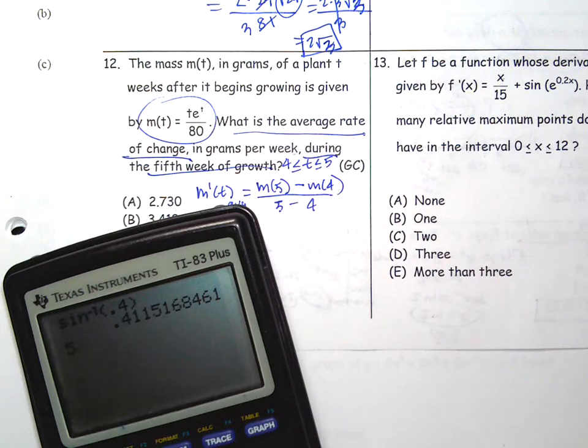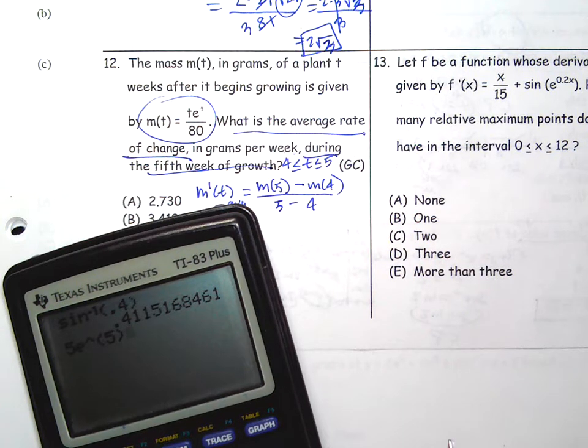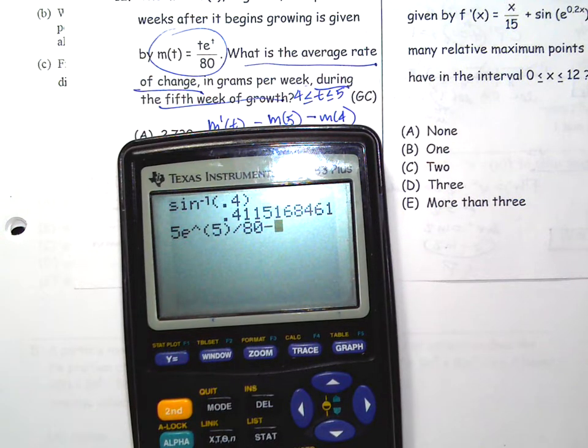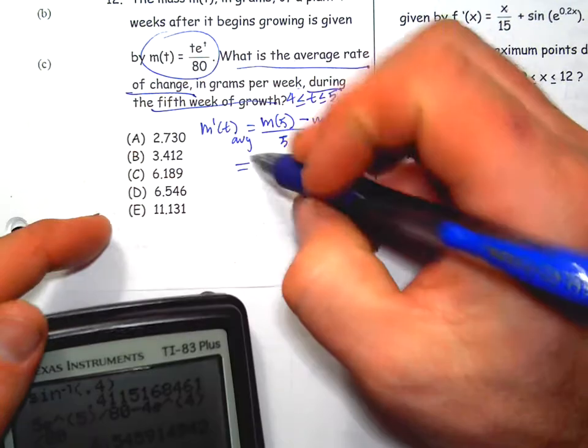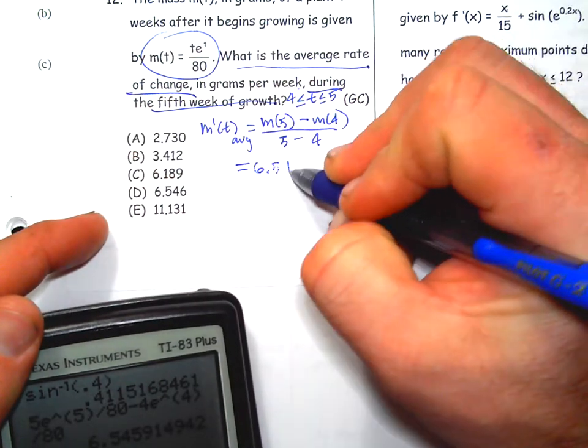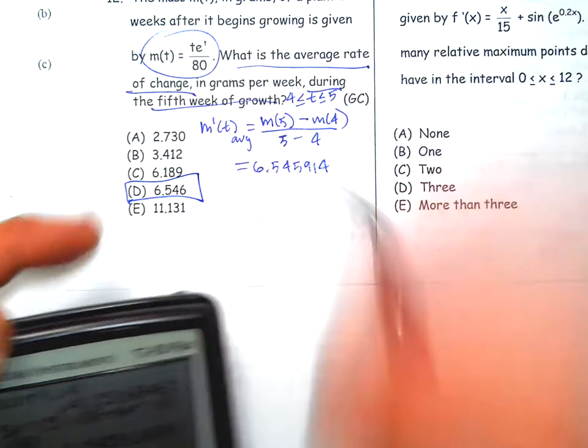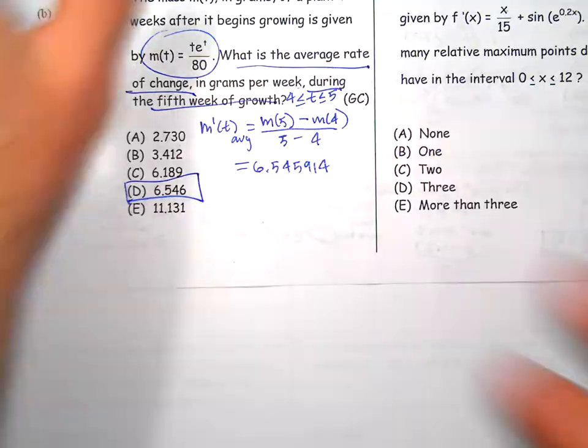5 e to the 5th divided by 80 minus 4 e to the 4th divided by 80, and then that's going to be divided by 1, so it looks like it's 6.545914. There we go. Answer D.